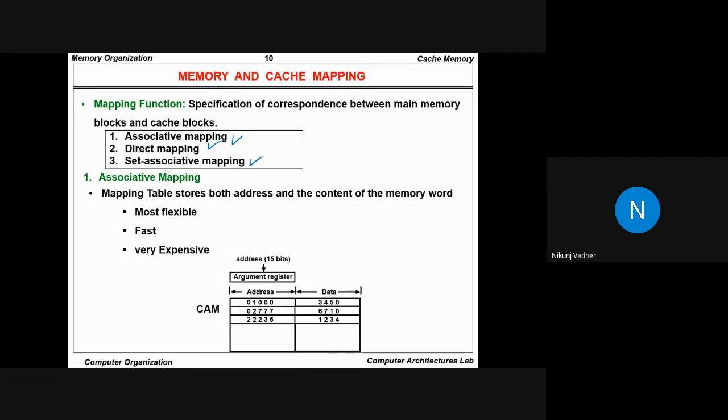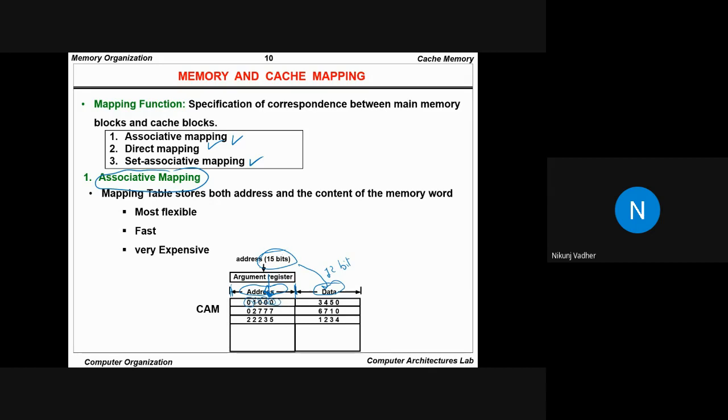What will happen in associative mapping? In associative mapping, the content addressable memory, or cache memory, will be divided into two parts. The full address of the content along with the content will be stored in the cache memory. Here a 15-bit address will be stored, as well as the 12-bit data. Here the address is represented in octal.